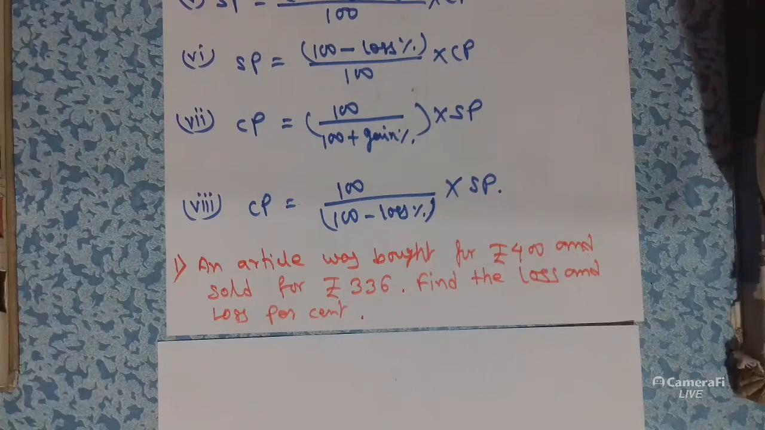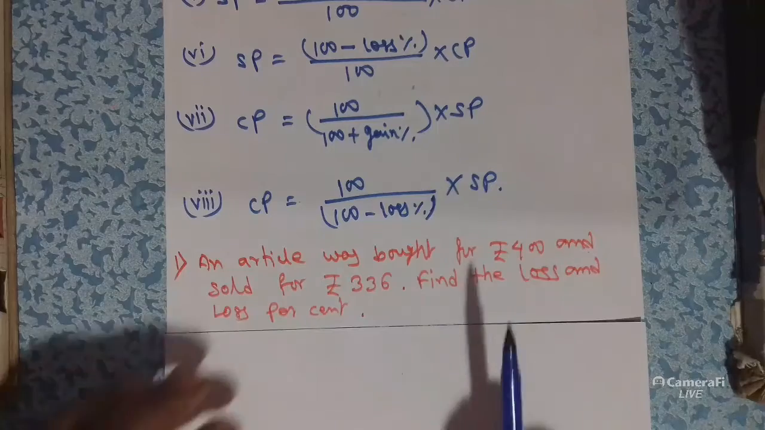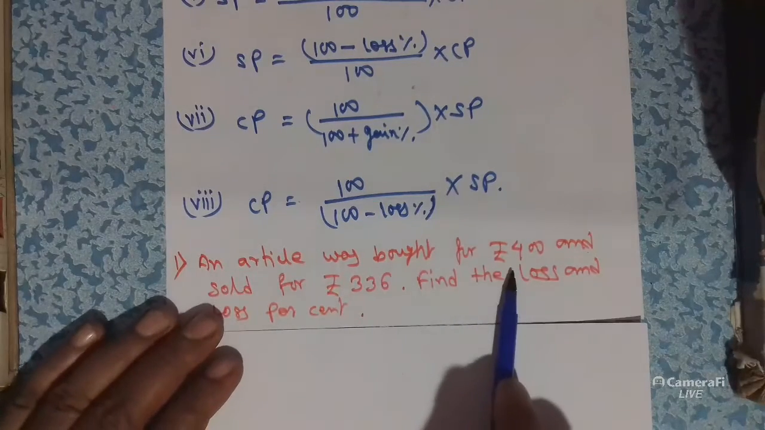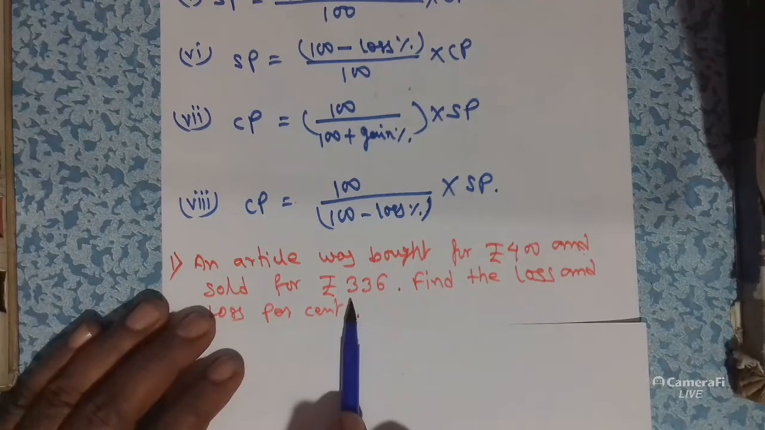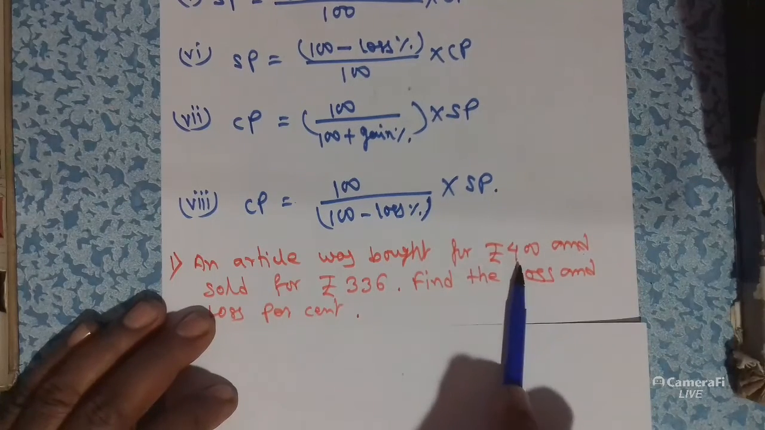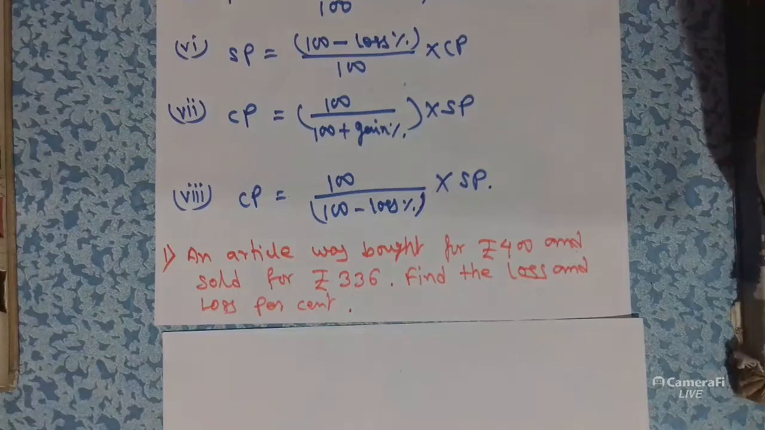So here you can see that cost price is 400 and selling price is 336. So here cost price is greater than selling price. So it is clear that the seller has a loss. In this case, the seller has a loss.